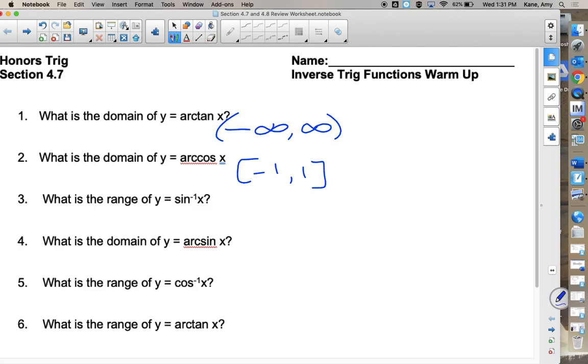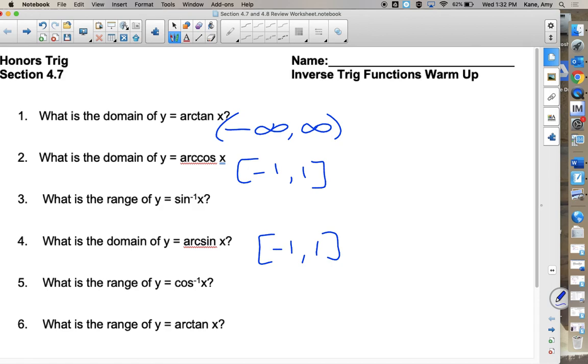So if you go down to number 4, what's the domain of the inverse sine? Same thing as cosine, because sine and cosine go between -1 and 1. On the unit circle, sine and cosine go between -1 and 1. There aren't any other values on the unit circle beyond those. So the domain for sine and cosine is exactly the same because their regular graphs go between -1 and 1, those hills and valleys.